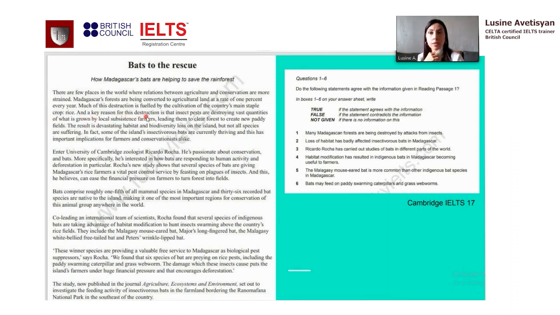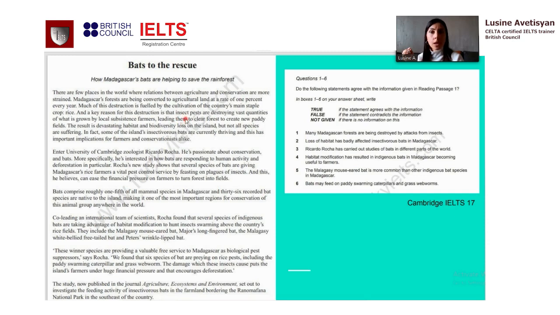And a key reason for this destruction, so much of this destruction is fueled by cultivation, not yet attacks. And the key reason for this destruction is that insect pests are destroying vast quantities of what is grown by local subsistence farmers. So they attack not the forest, but what is grown by local subsistence farmers. What was grown was the crop, yes? And as a result, leading them to clear forest.